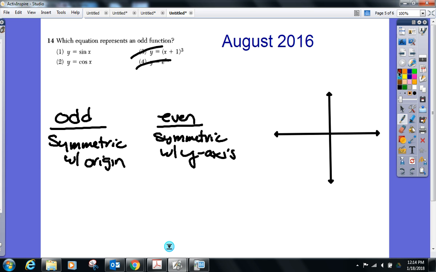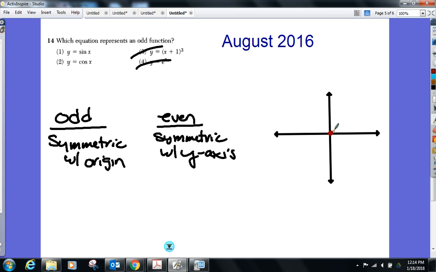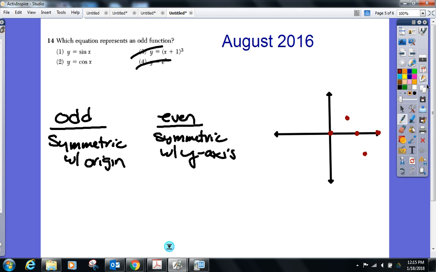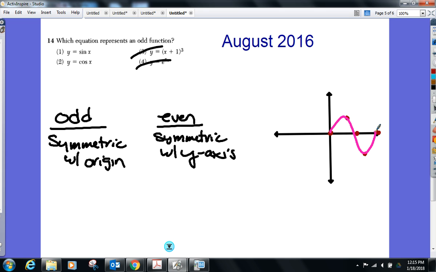Where does sine start? Gentlemen, ladies, where does sine start? 0, then heads to its max, then heads back to 0, goes to its minimum and ends up at 0. All right. What happens on the other side? Same thing, right? Symmetric with the origin? Yep. So sine is an odd function because it's symmetric with the origin.